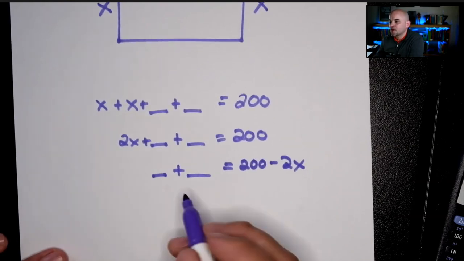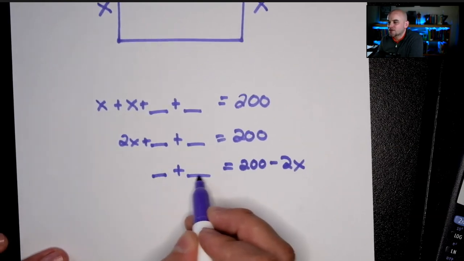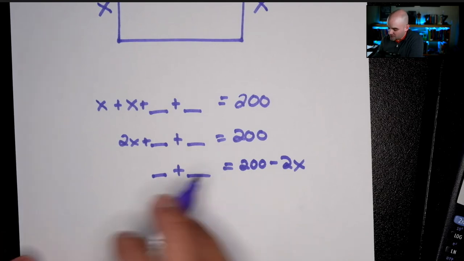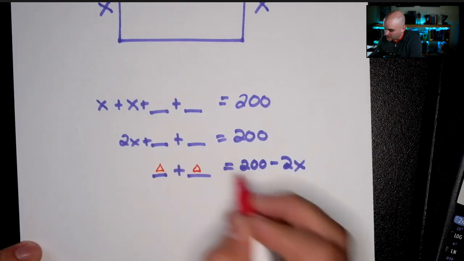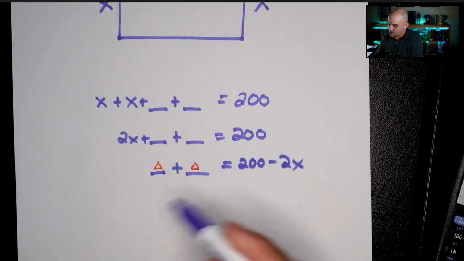Now, whatever this side is right here, it has to be the same as this one. So I'm calling these, you can call it whatever you want. We can call it a triangle if we want. It doesn't have to be a letter. So I've got two triangles here.